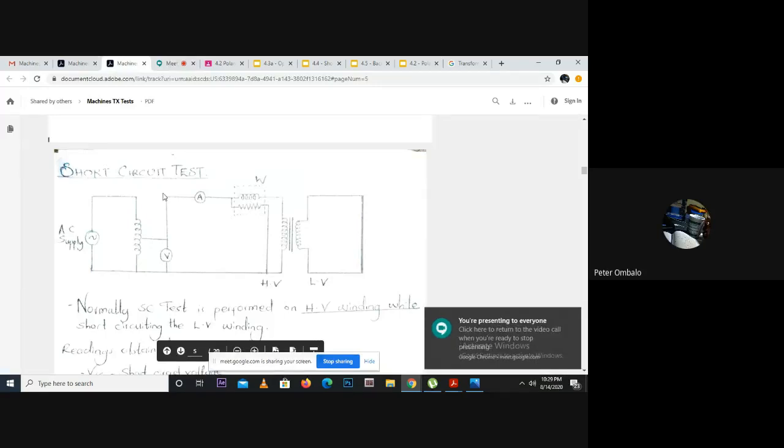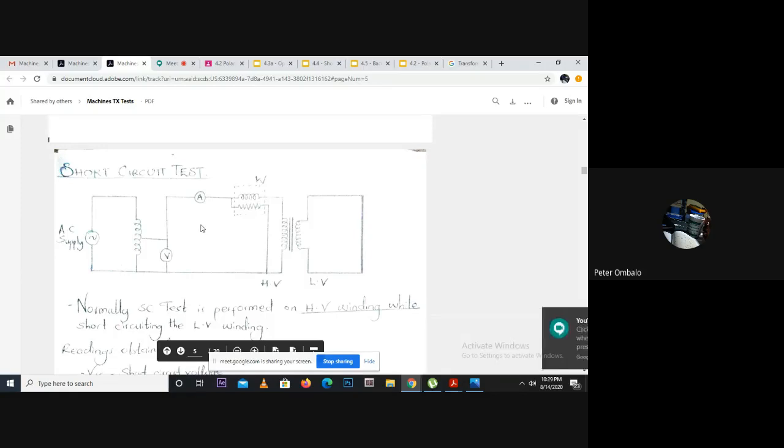Okay, so short circuit test. It's pretty much the same as the open circuit test, except this time round, the secondary is shorted. The difference between open circuit and short circuit test is the short circuit test is conducted in the high voltage end of the transformer. The open circuit test, if you remember, was conducted on the low voltage end.